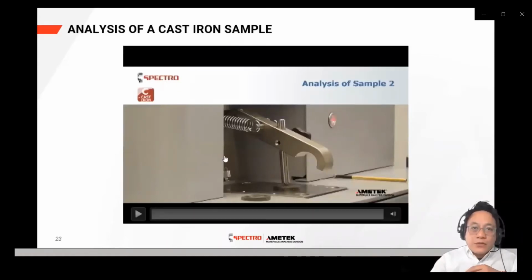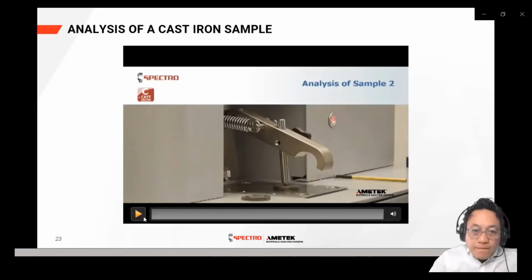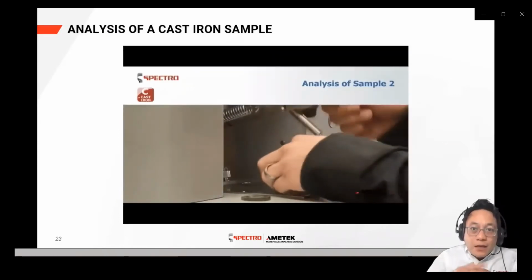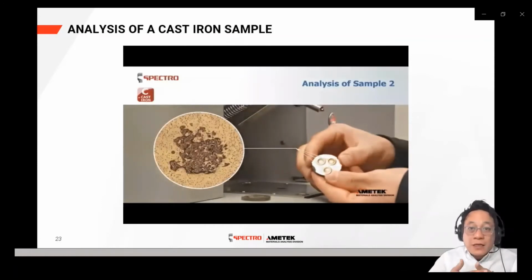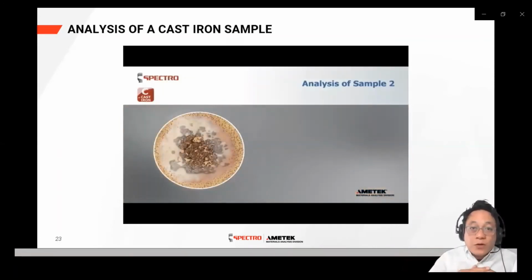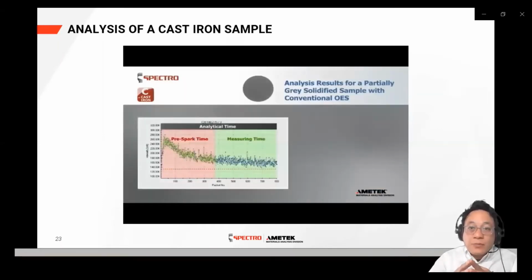So now I would like to show you a short video of how an analyzer would analyze cast iron on one of our Spark OES instruments. We are about to analyze a partially gray globular cast iron sample. Looking again at the pre-burn spot, we can see the free graphites in the area of the pre-burn spot are evaporated and no longer present.